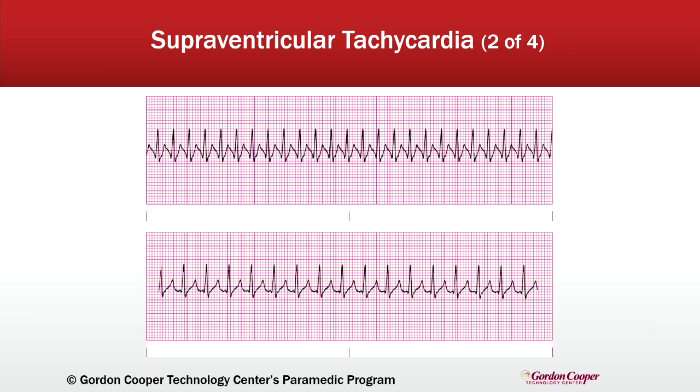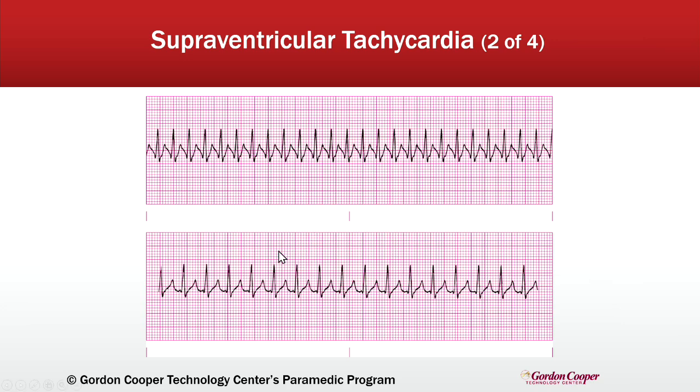So we see at the top, this is obviously a really fast one. Looks like we got about 25 here, so 250. Looks quite regular. We don't see any P waves, no discernible P waves. So PR interval is going to be absent. That's quite narrow QRS, so supraventricular tachycardia.